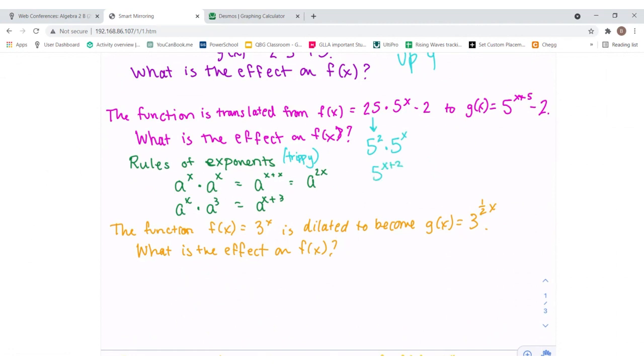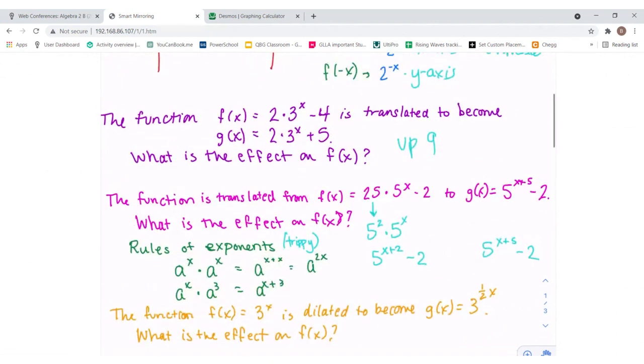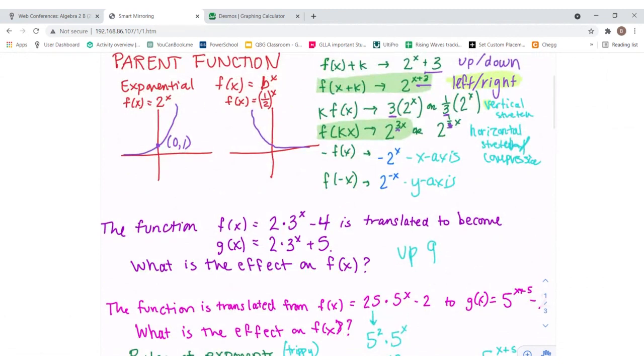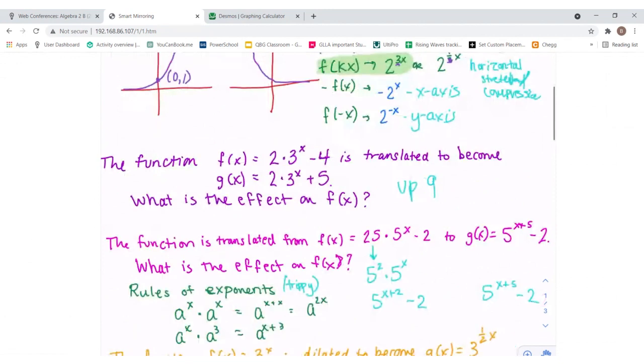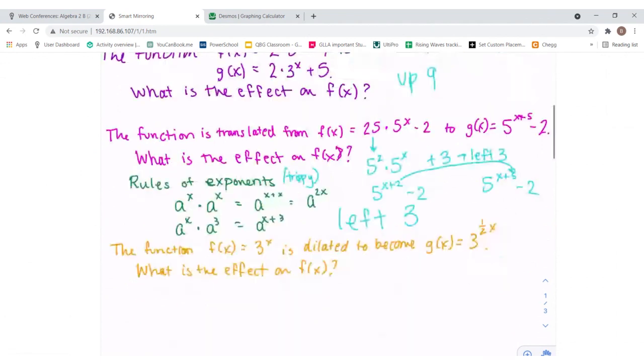And then what would we have to do to get 5 to the x plus 5 minus 2? So let's go up to our rule. It's opposite. It's left or right. So if we add, that means we're going left, and it went 3 more. So this one moved it left 3 because it was 2, went to 5. And we had to add 3, which means left 3. All right, so we have that function is dilated to become that.